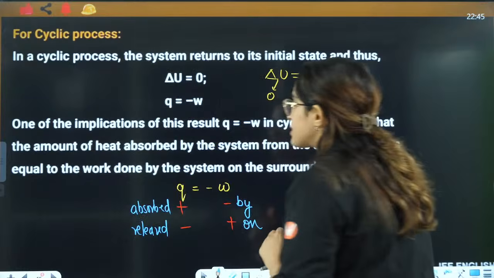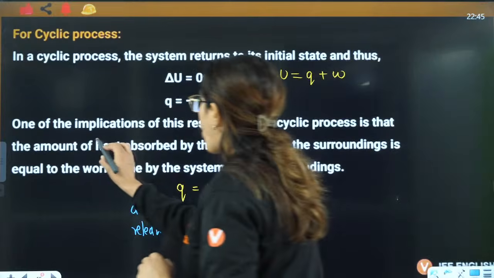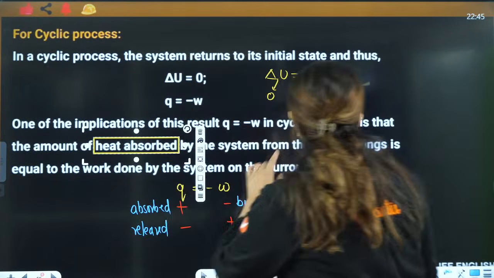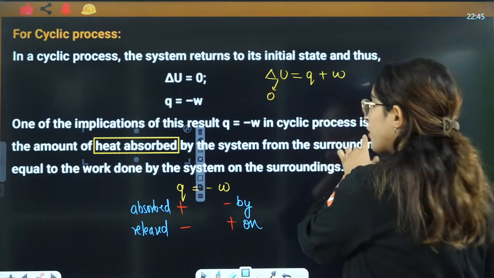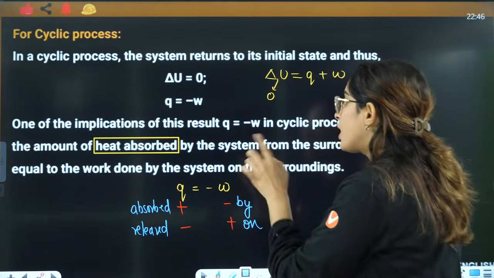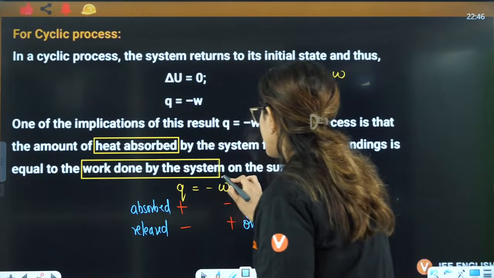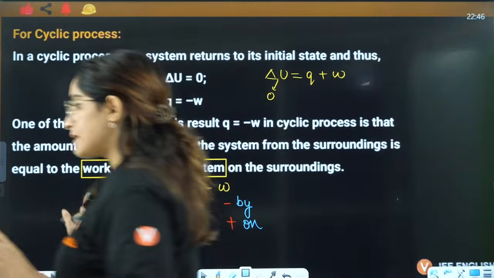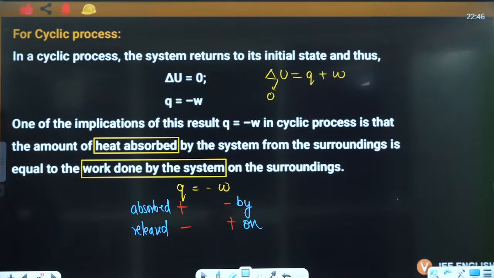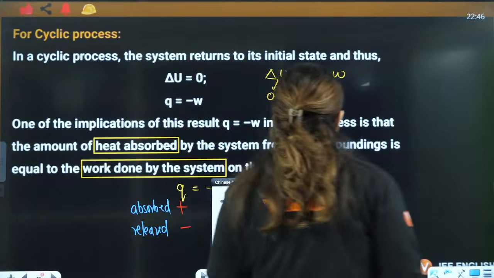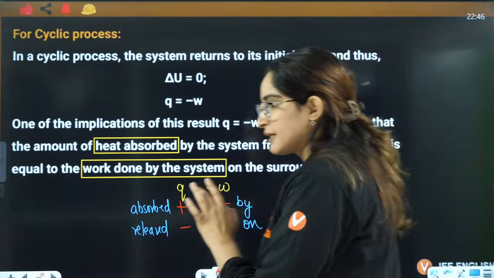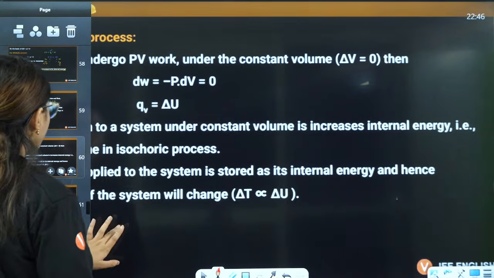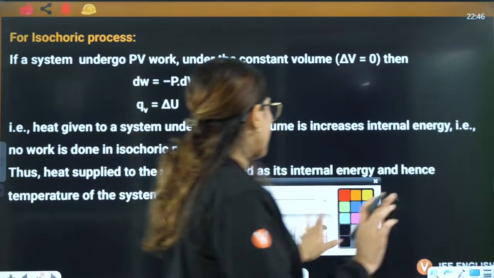One of the applications is that the amount of heat absorbed by the system from the surrounding is equal to the work done by the system. Whenever heat is absorbed, work is done by the system. Tell me if that is clear to all of you or not. That's simple, isn't it? Now I'll talk about isochoric. Last two things.